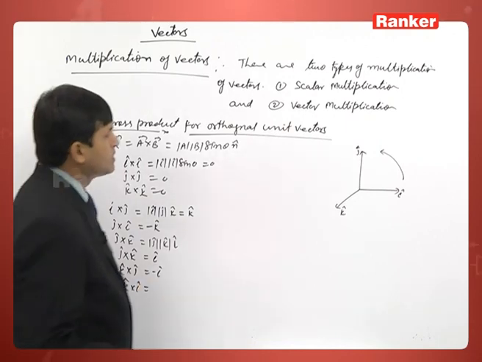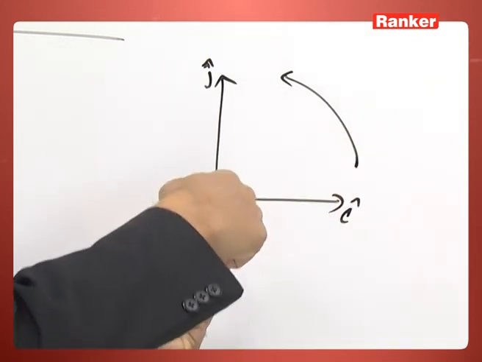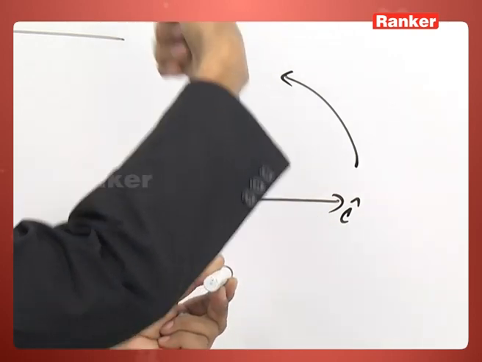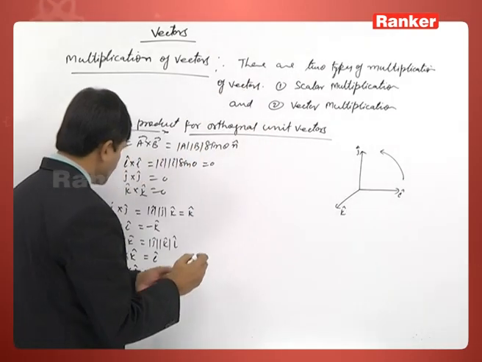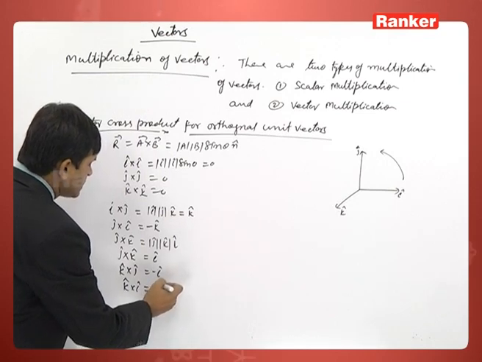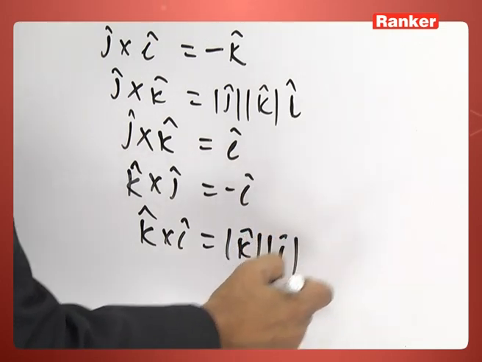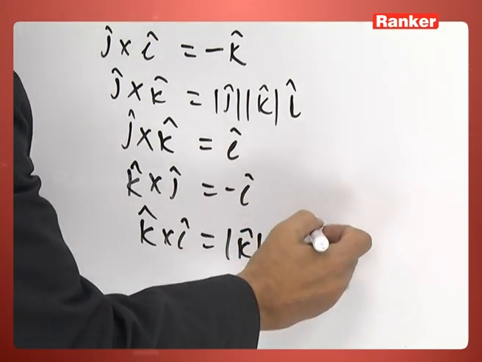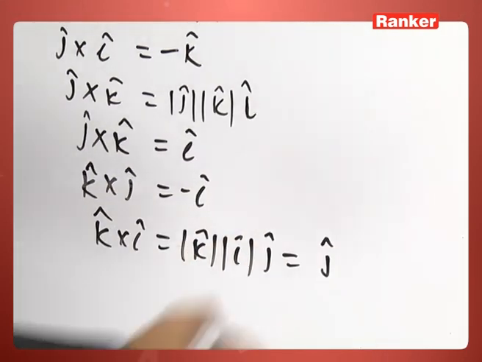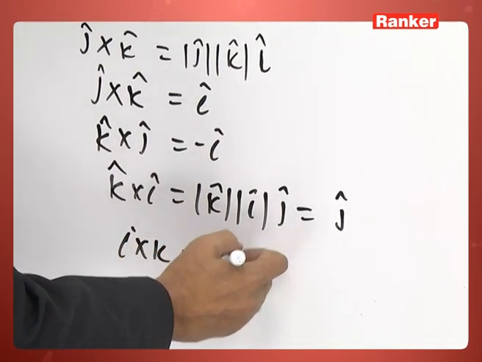Now next, k cross i. This is your k, this is your i. We have to move from k to i, like that, then it comes to j. So k cross i is again mod k cap, mod i cap, and the direction comes as j cap. So we can say this is j cap vector. So i cross k is minus j.